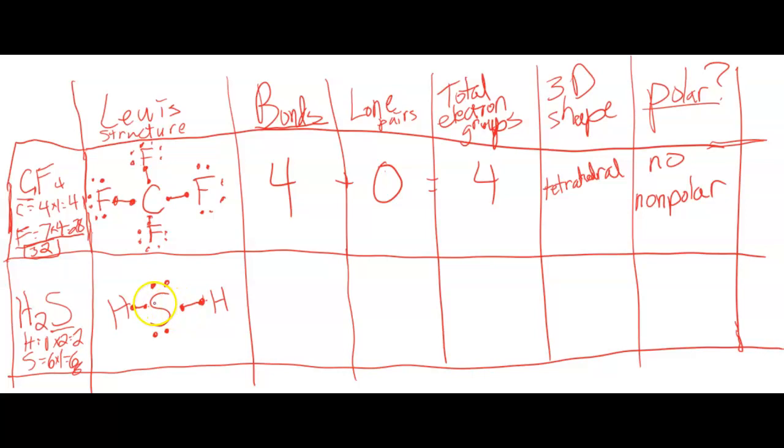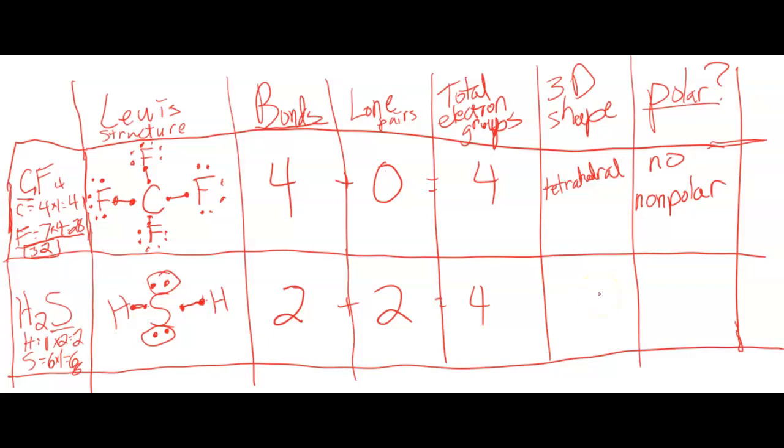The number of bonds, sulfur has 1, 2. I'll put a 2 here. The number of lone pairs, there's 1, 2 lone pairs on the sulfur. We only look at the sulfur, remember. 2 plus 2 equals 4. Keep in mind this total is not always going to be 4, so it's going to be important to actually figure out what that is.